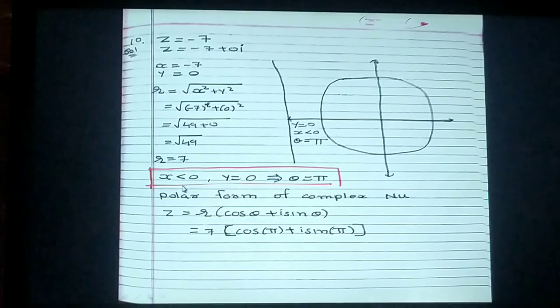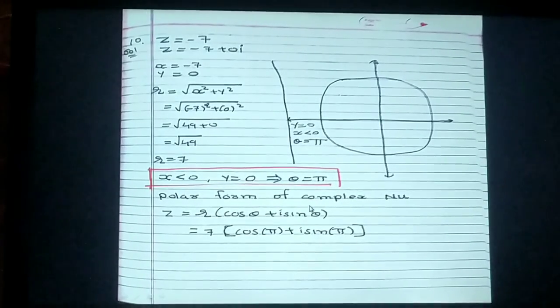Now x less than 0, y equal to 0. So it is in the negative direction of the x axis. So theta is equal to pi. Now polar form of a complex number, z is equal to r cos theta plus i sin theta. Put r is equal to 7 and theta is equal to pi. So 7 cos pi plus i sin pi.